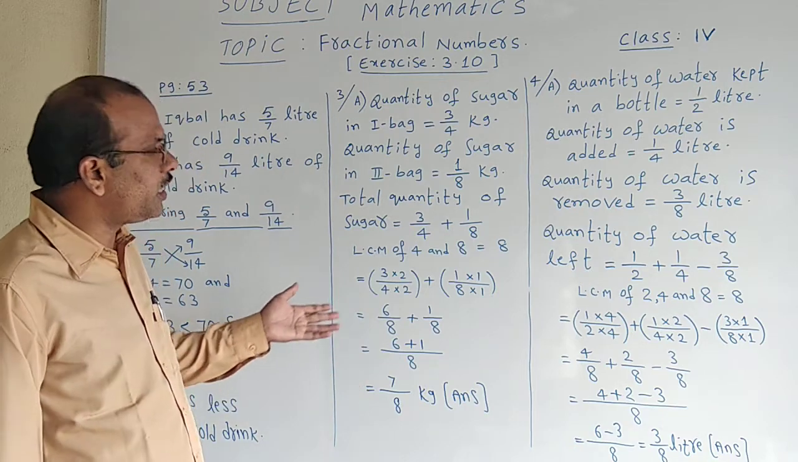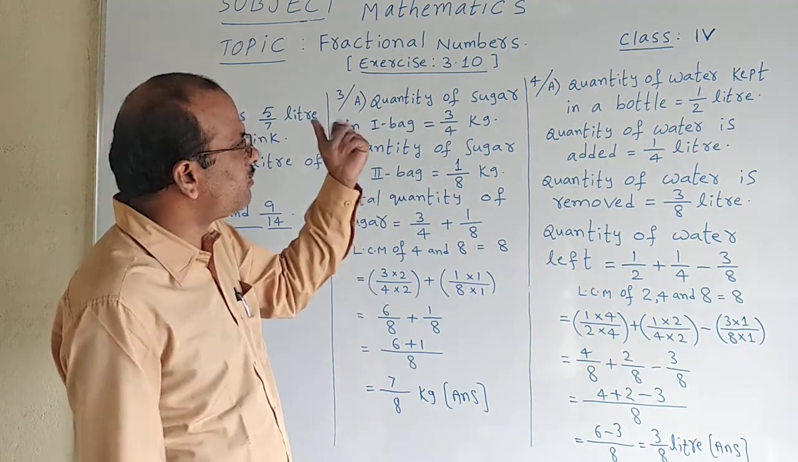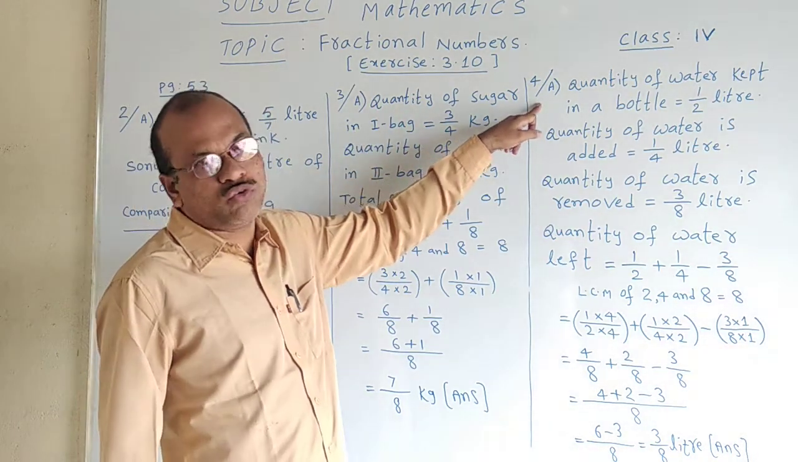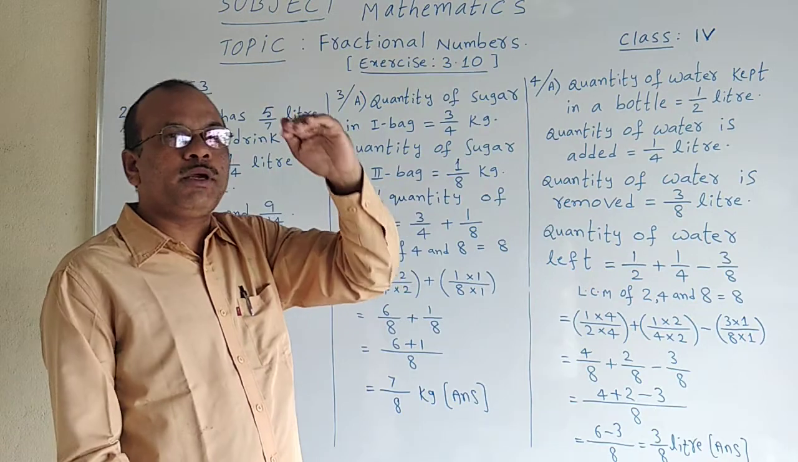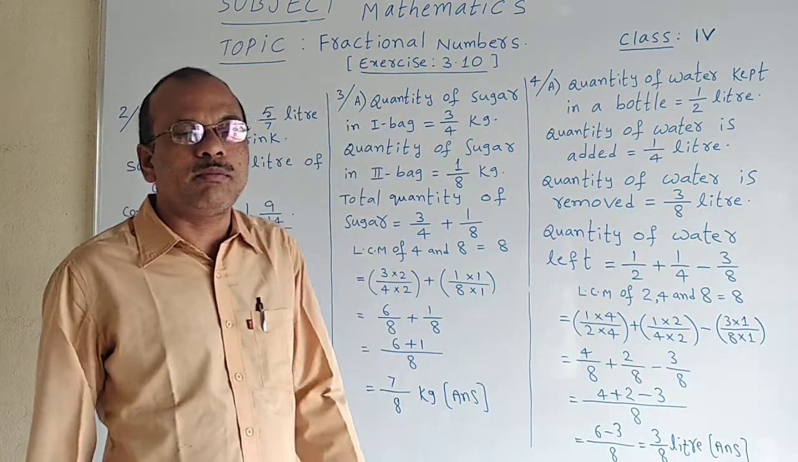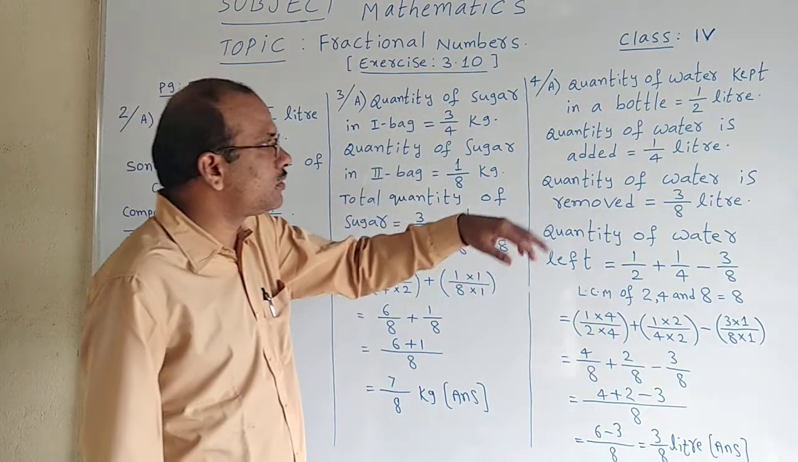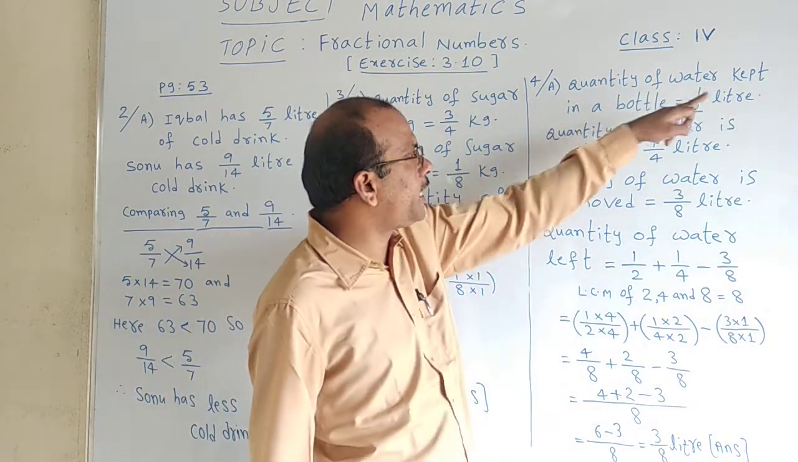Then in the same way, another question is also there for us. We will see that. Same page number 53, question number 4. There is a big bottle to fill with water. There is a big bottle to fill the water in it. So first, the quantity of water kept in the bottle.